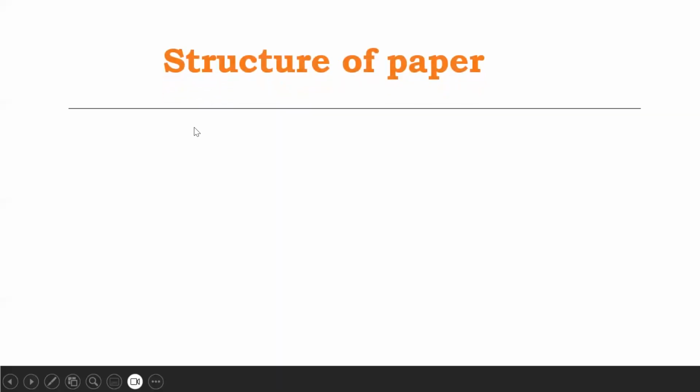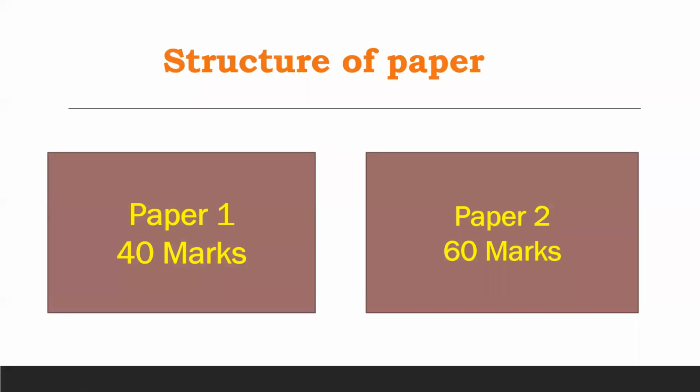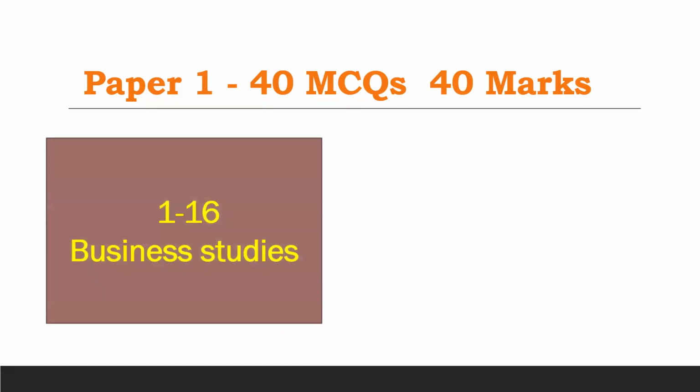Now, let's look at the structure of the paper. Most students are already aware of it. To get some idea, you have two papers in this subject. Paper 1 carries 40 marks and paper 2 carries 60 marks. We'll look at the first paper, 40 MCQs, with 1 mark for each MCQ.